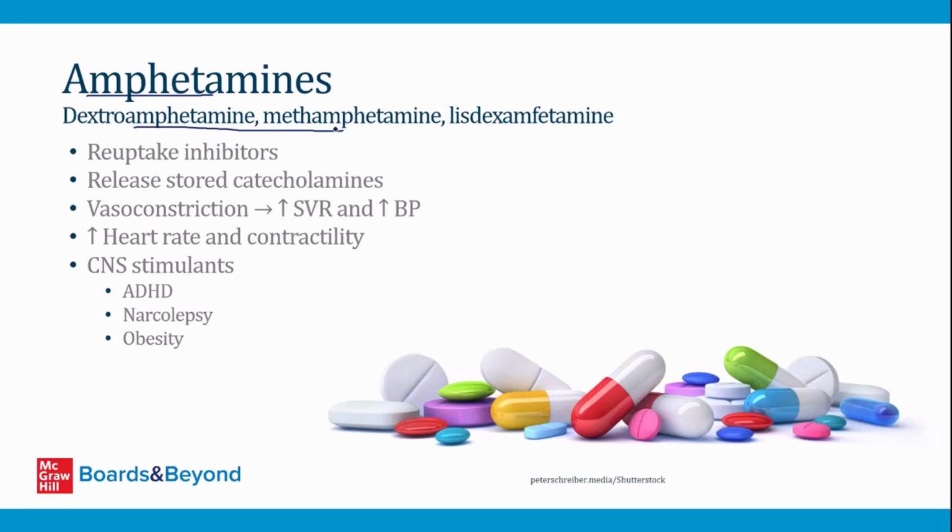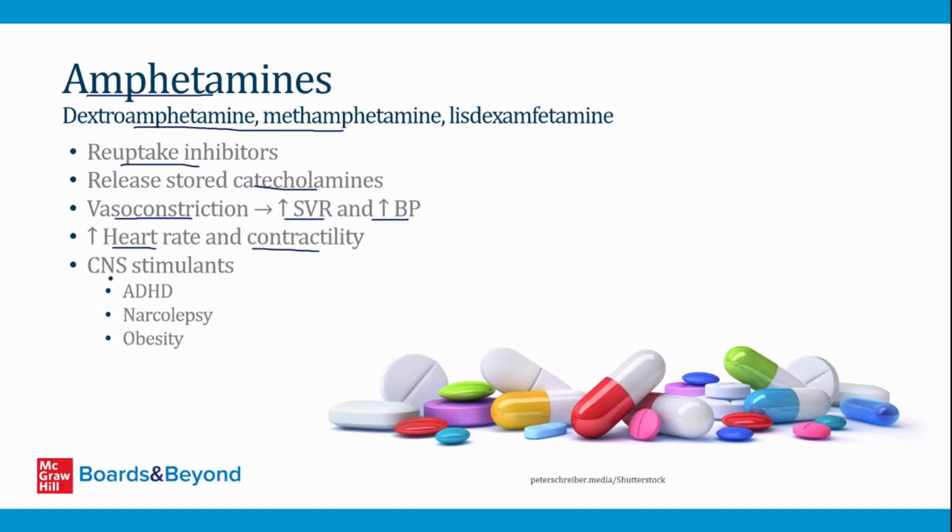So amphetamines have two indirect actions that boost sympathetic nervous system activity. One is they inhibit the reuptake of norepinephrine. They also release stored catecholamines like norepinephrine. And so by doing this, they're going to activate the sympathetic nervous system. So they will cause vasoconstriction, the systemic vascular resistance, and the blood pressure will go up. You also see effects on the heart. The heart rate will rise when people take these drugs, and cardiac contractility can also go up.